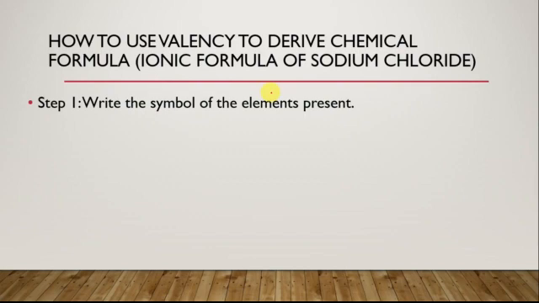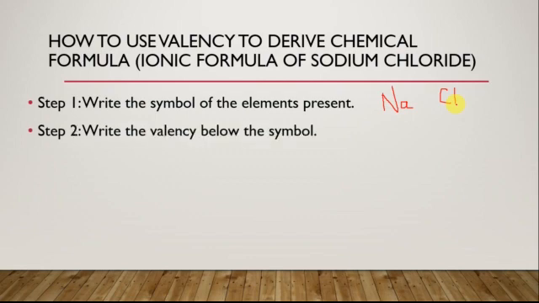In the first step, we have to write the symbol of the elements present. So the elements, with the help of the name, we come to know. It is sodium chloride. Means the elements that are present are sodium. So we write the symbols. The symbol of sodium is Na. And chloride. Chloride is nothing but chlorine. So again write the symbol here, that is Cl. So this was our first step, writing the symbol of the elements.